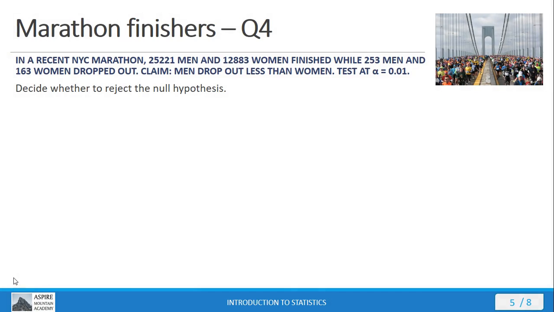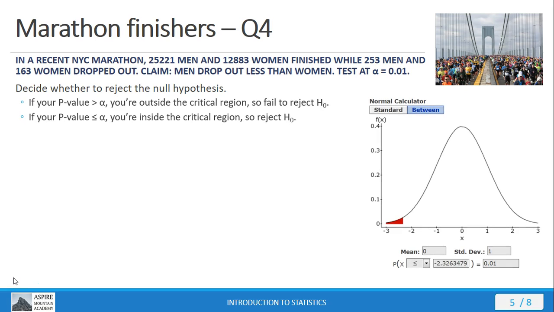Are we going to reject the null hypothesis or fail to reject the null hypothesis? Well, in this instance, we're going to use the same criteria that we've always used. For outside the region of rejection, fail to reject. For inside the region of rejection, we reject.